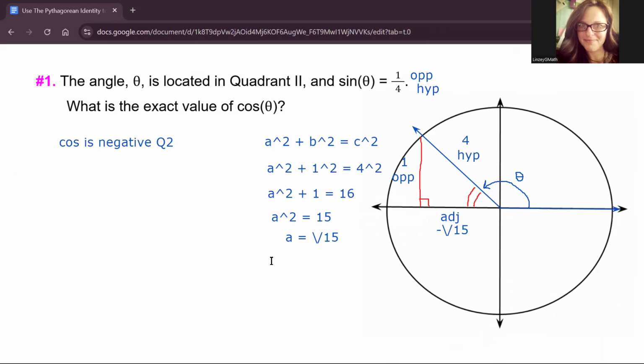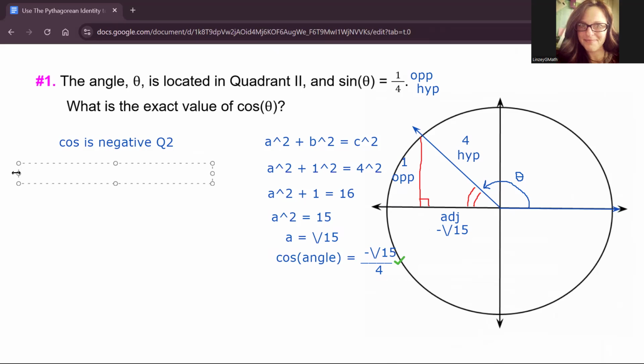So now we can find cosine of our angle theta. Cosine of our angle theta is equal to the adjacent side over the hypotenuse. Negative square root of 15, cosine is negative in quadrant number 2, over the hypotenuse 4. And there is our cosine of our angle. Now, let's solve it a different way.